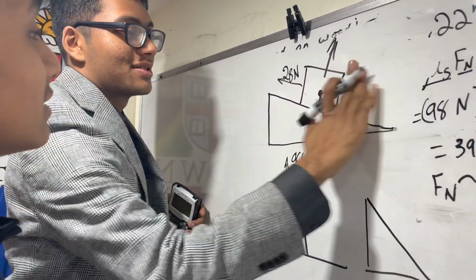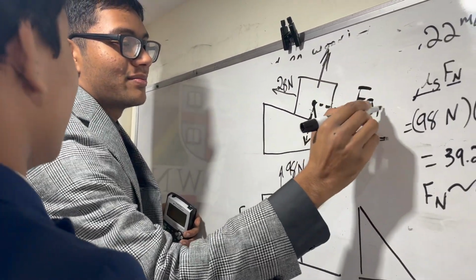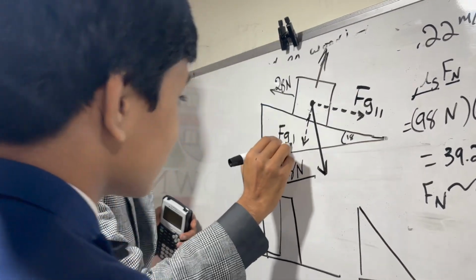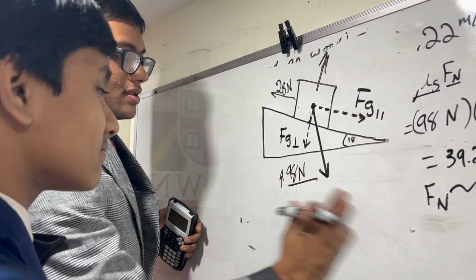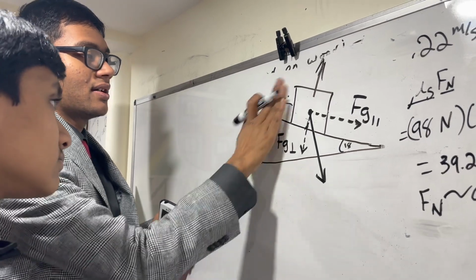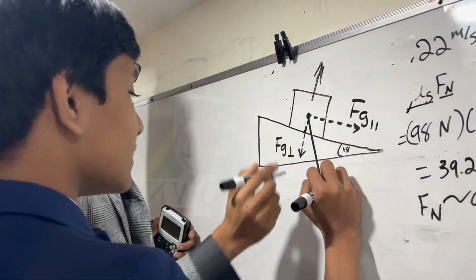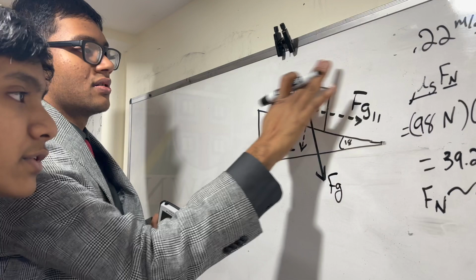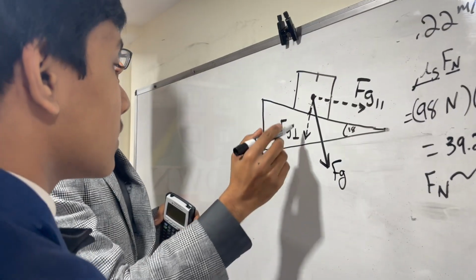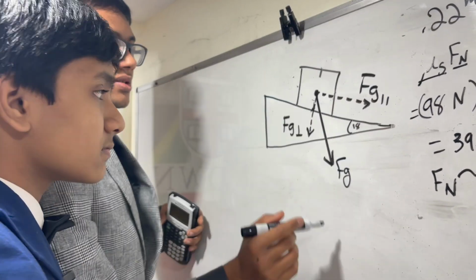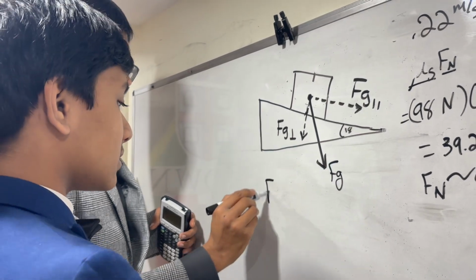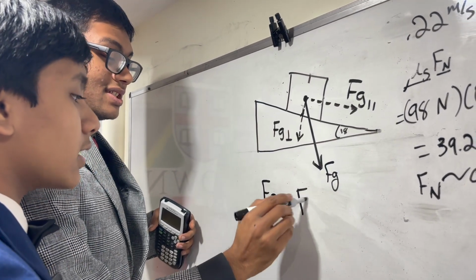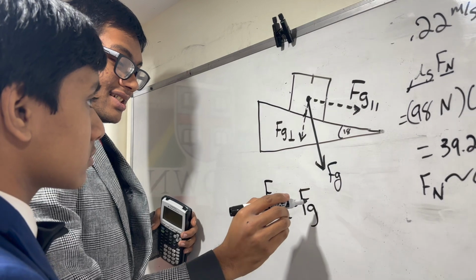Okay, so this is Fg parallel. This is Fg perpendicular. And this is Fg. Okay, good. So now, can you write the net force equation here, Fg perpendicular? Yeah, Fg perpendicular is Fg cosine 18.